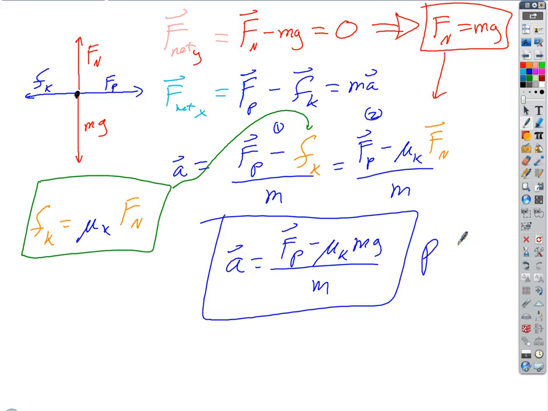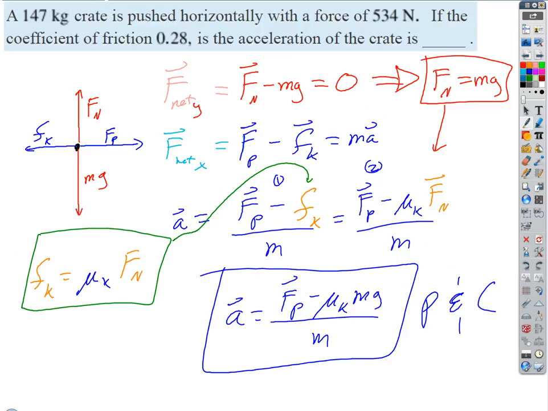How do you make the and sign? Like that? I don't know. Anyway. What's mu sub k? Mu sub k, well, look, everything's up here. There's mu sub k, there's m, there's push force. That's all we need to solve for a.